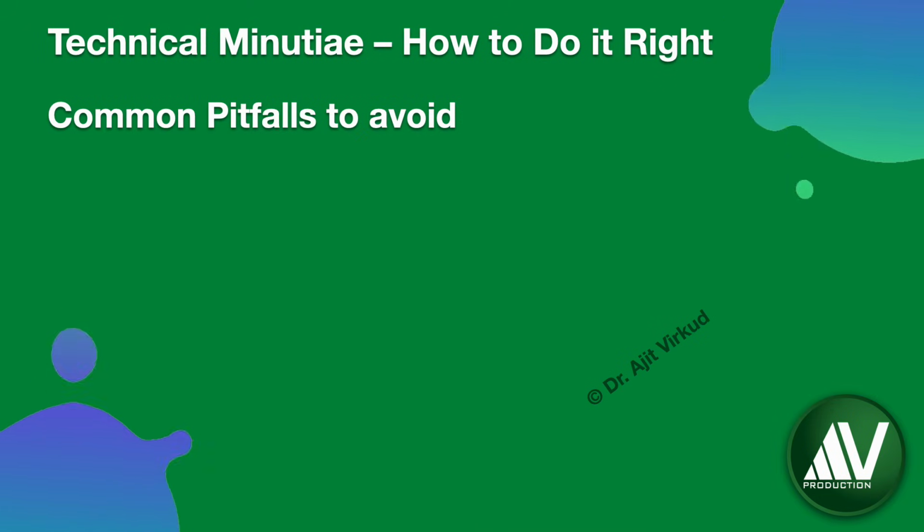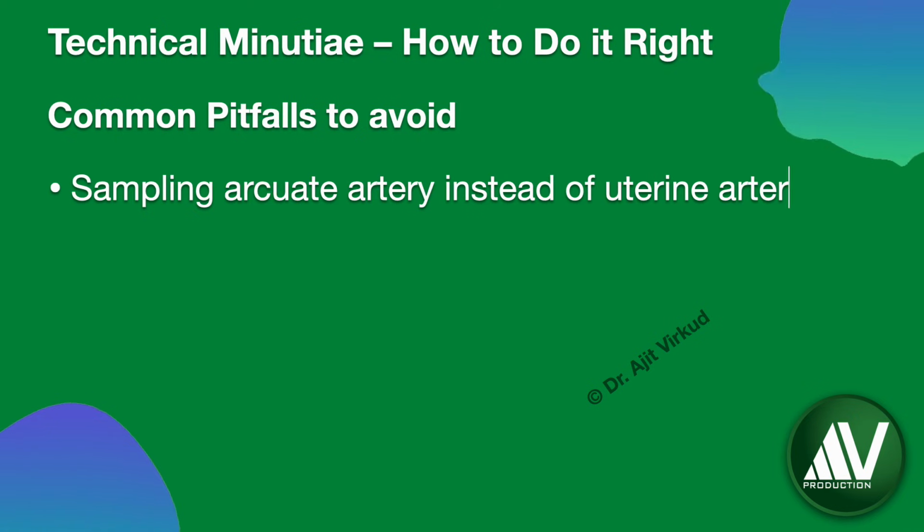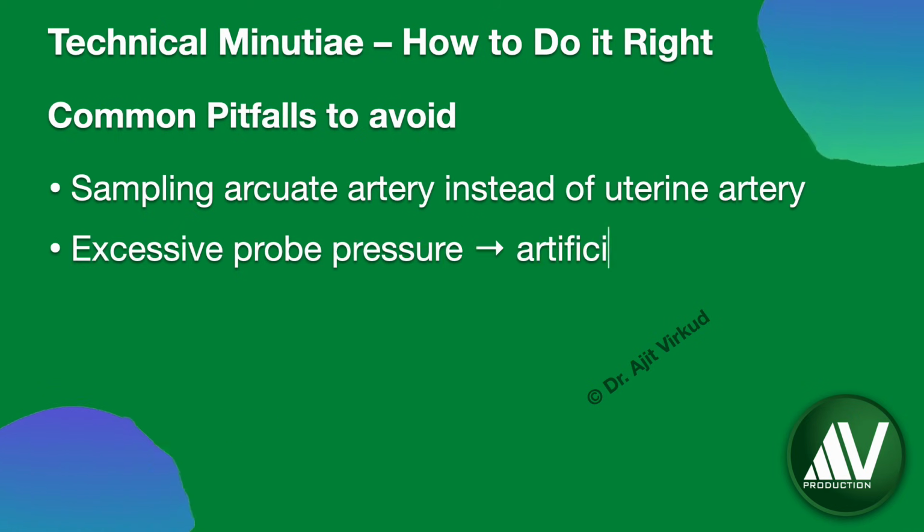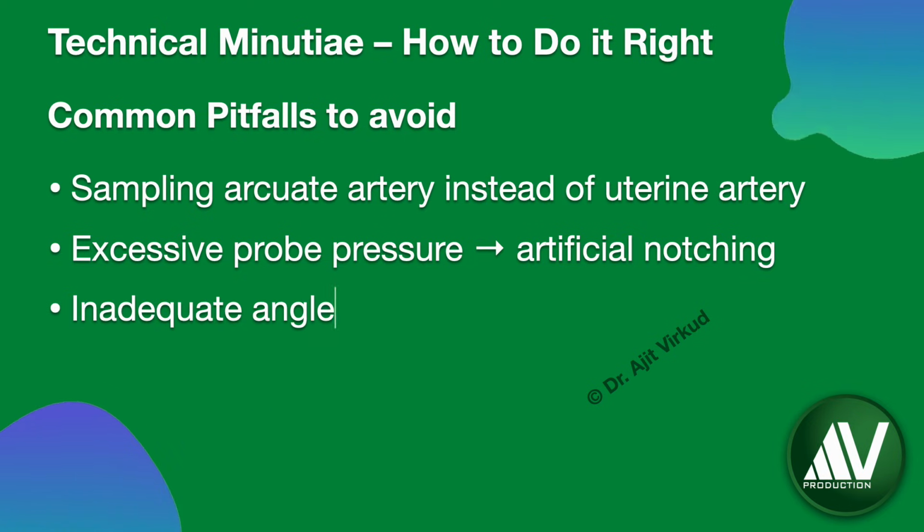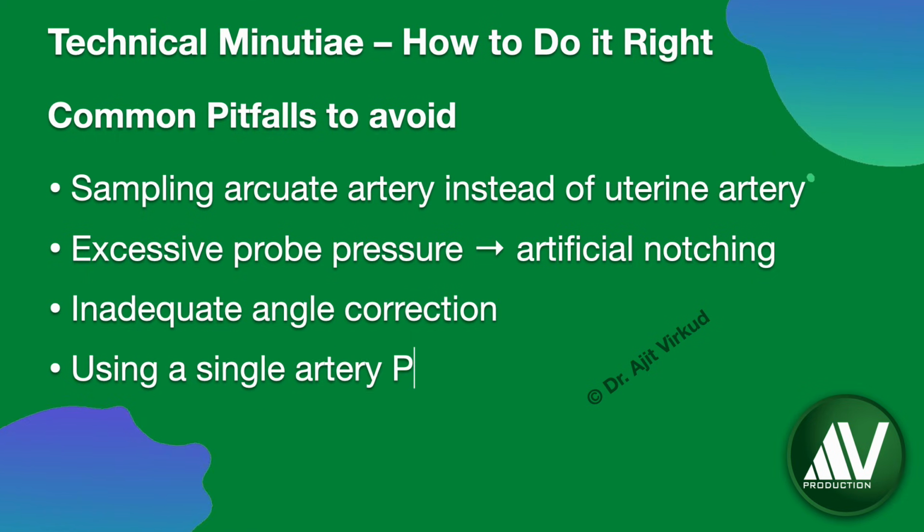Every obstetrician or sonologist performing uterine artery Doppler study must be aware of common errors like sampling the arcuate artery instead of uterine artery, applying excessive probe pressure, which can produce an artificial notch, insufficient angle correction, using single artery PI, and overemphasizing notching without considering mean PI.